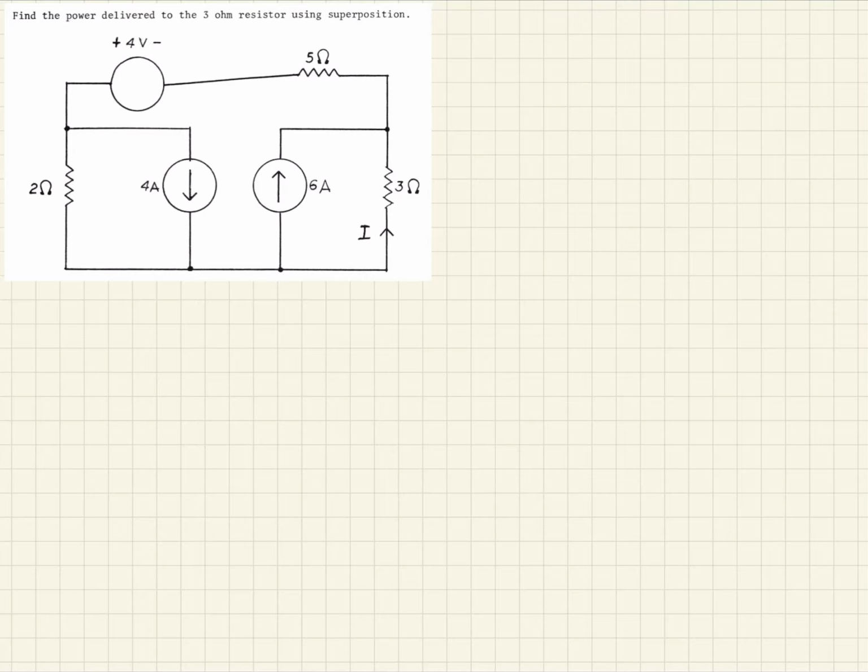So in this example, we're given a simple circuit that has two current sources and a voltage source, and we're asked to find the power delivered to the 3 ohm resistor. That's this resistor right here, and they're asking to do this using superposition. In that approach, we consider the contribution from each source separately.